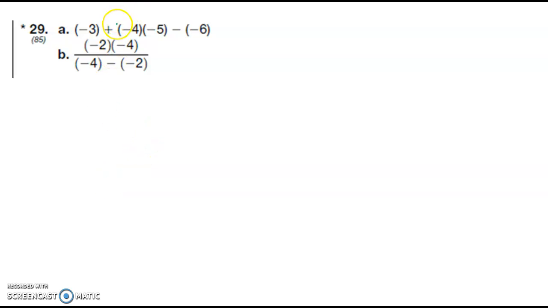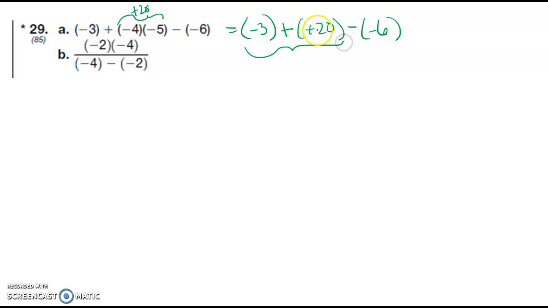Okay, so for A, we have to multiply this first. So my negative 3 is just going to hang out and wait for a minute. Negative 4 times negative 5 is a positive 20. And then we're just going to write the rest of the problem. Now we're going to take it 2 at a time. So we have opposite signs, so we subtract and take the sign of the larger, which is going to be 17. And then we're going to keep change. So I have 17 plus 6, which is 23.